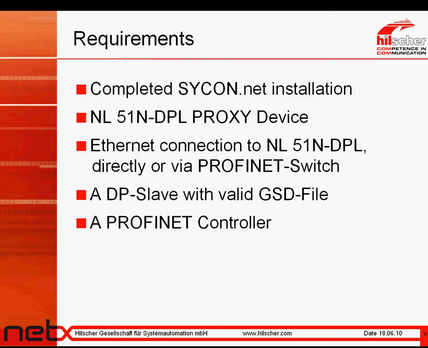First of all, let us clarify what the requirements are. Here are the basic things that we need. First of all, you have to install Cycon.net completely. Then of course you need the netLINK proxy hardware. This device you can connect either to your Profinet switch or directly to your PC. To test the netLINK proxy functionality, you need of course a DP slave and a valid GSD file of it. Finally, to check the Profinet communication, you need a Profinet controller.